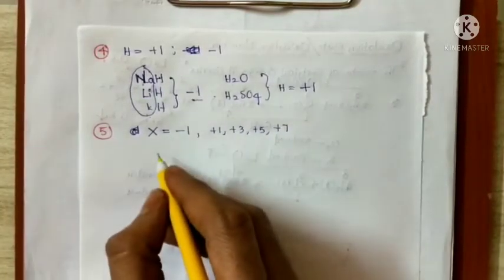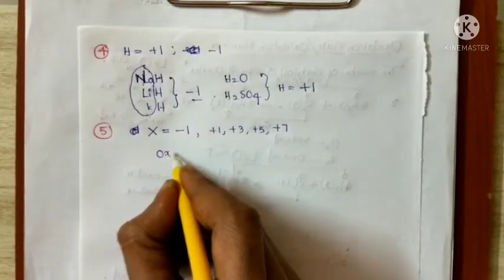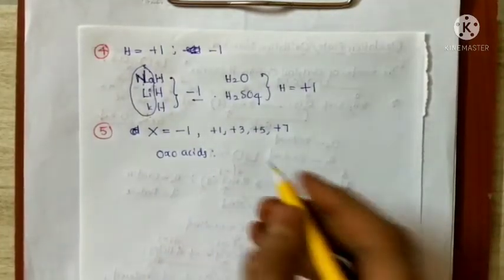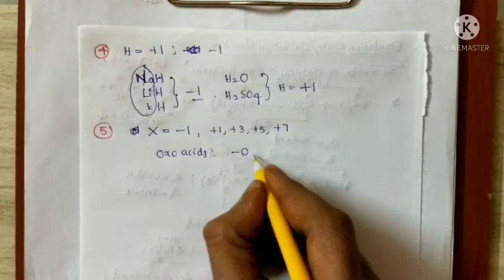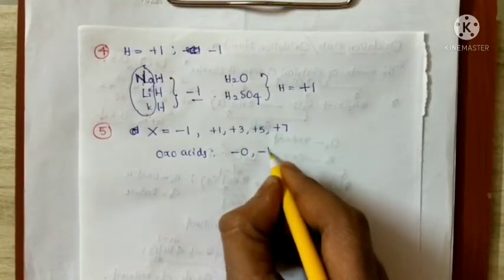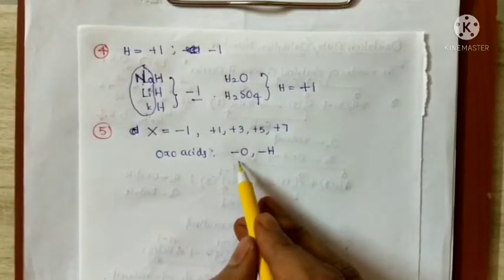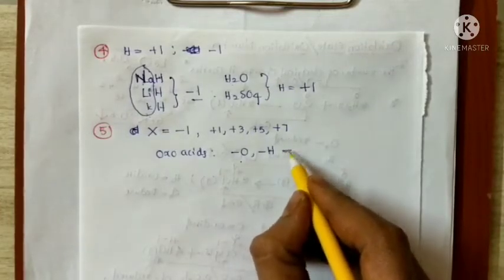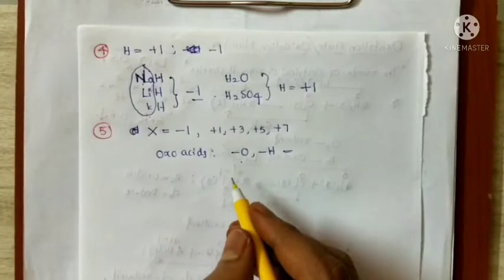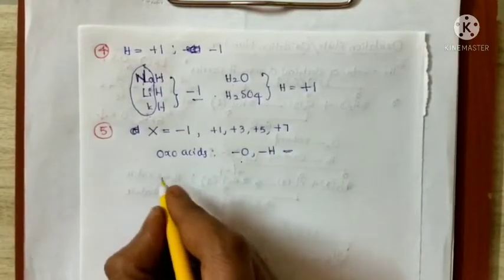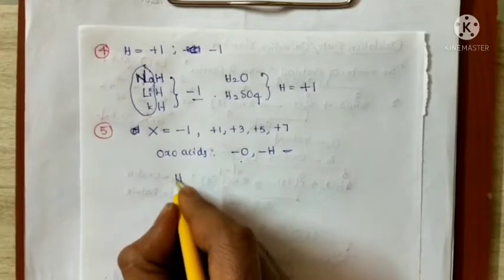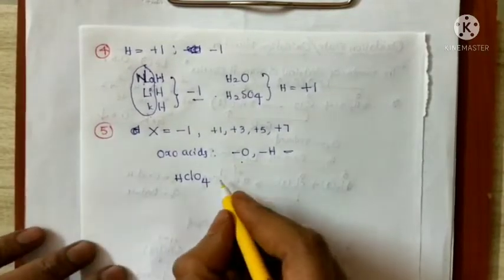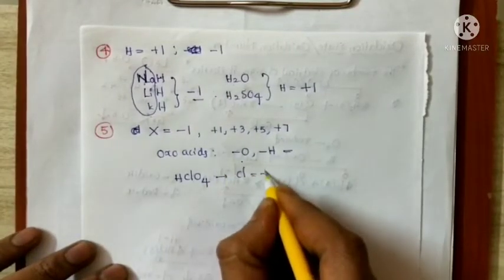Generally oxo acids can exhibit +1, +3, +5, +7. Oxo acids are compounds in which an oxygen atom as well as a hydrogen atom is present. The best example of an oxo acid is perchloric acid, HClO4. In this, chlorine exhibits the +7 oxidation state.